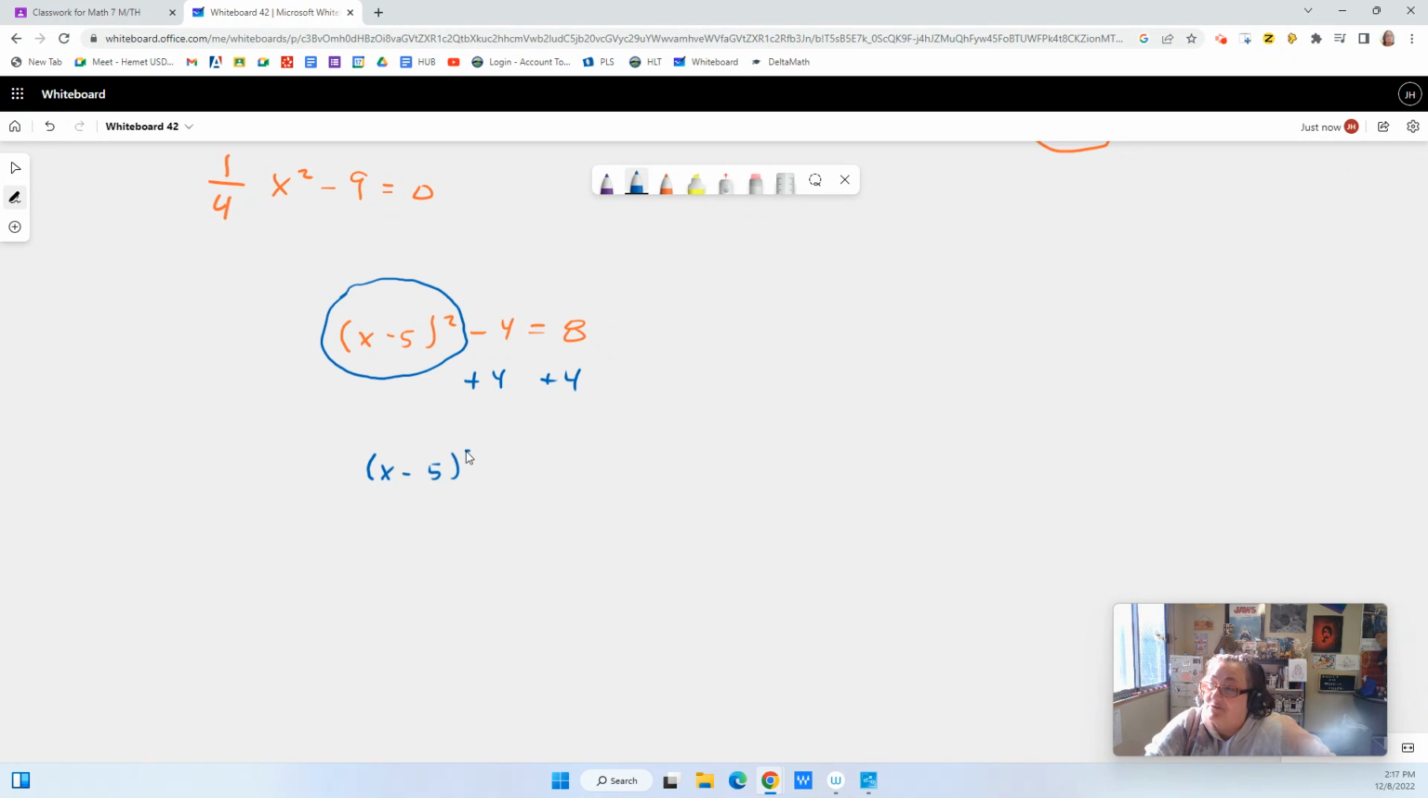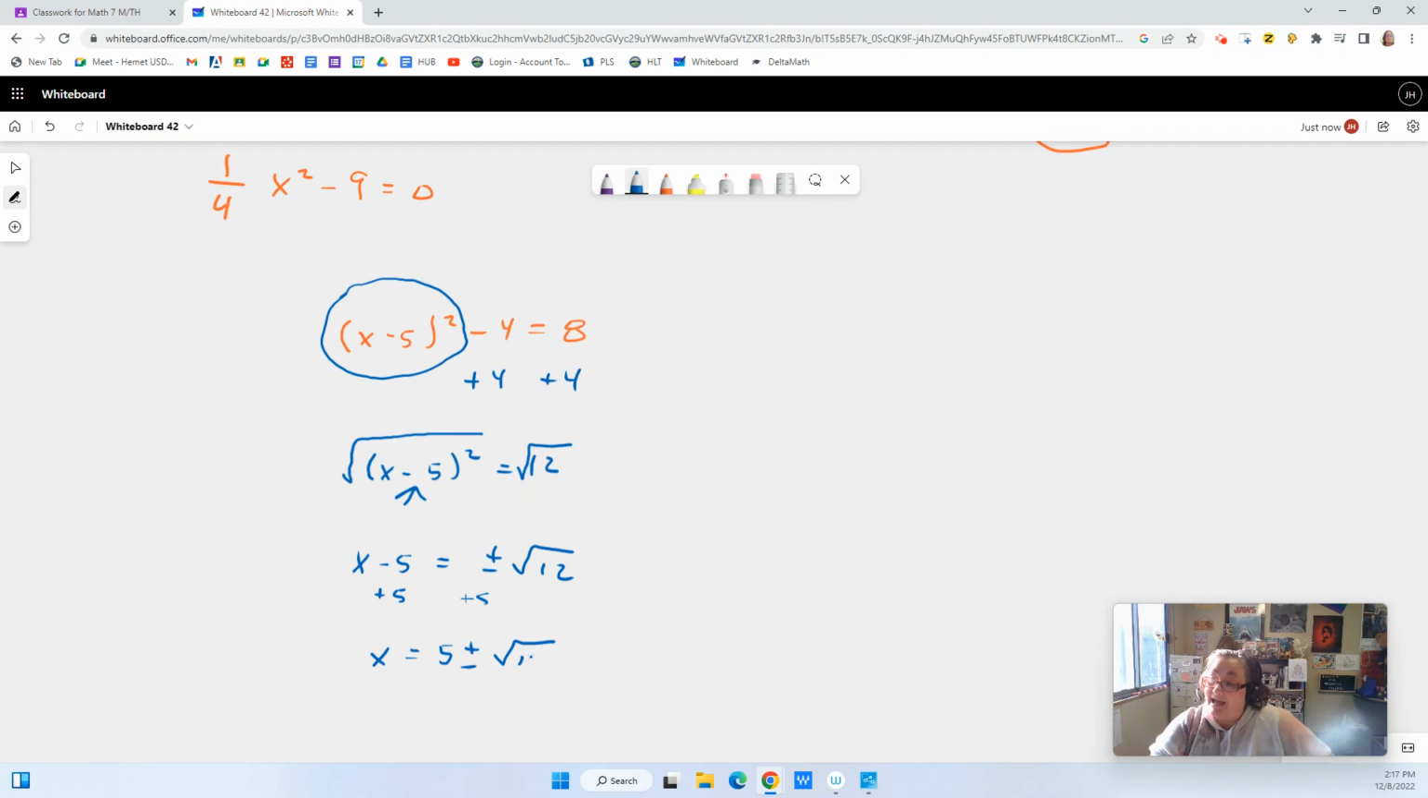x minus 5 squared equals 12, right there. Now I'm going to take the square root of this and the square root of this, because what it does is it just gives me what's inside the parentheses. So I'm left with x minus 5 equals plus or minus the square root of 12. But we don't care what x minus 5 equals. We only care what x equals. So I'm going to add that 5 to both sides, and I'm going to have x equals 5 plus or minus the square root of 12.